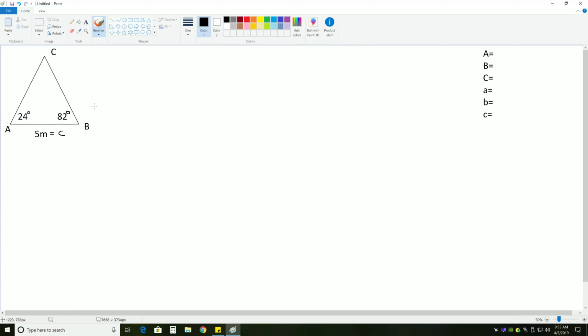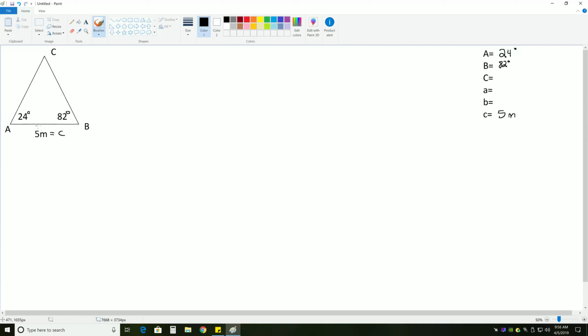So, the first thing that we should do here is list off all of our current information into our final answer. So we make a list of all of our angles and all of our sides. So A, we said, is 24 degrees. B is 82 degrees. And side C is 5 meters. So when we approach this problem, we can see that we have an angle-side-angle problem.